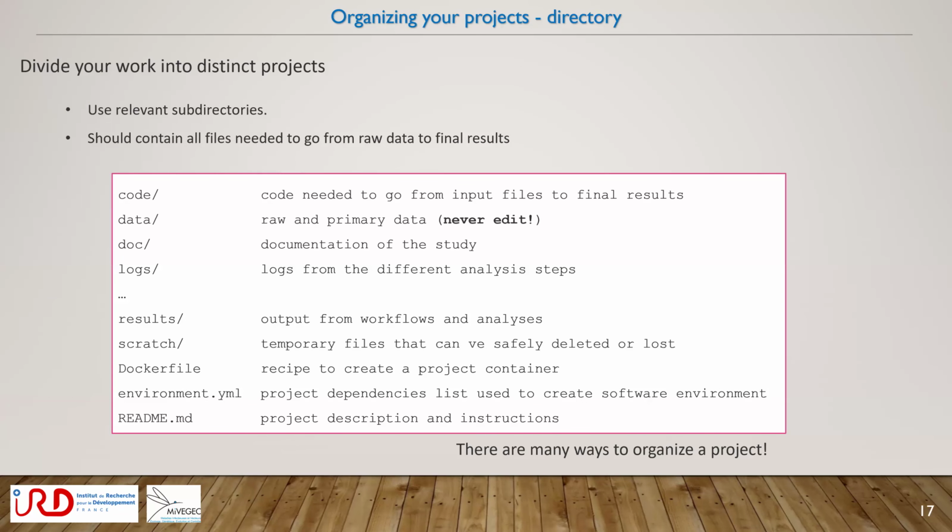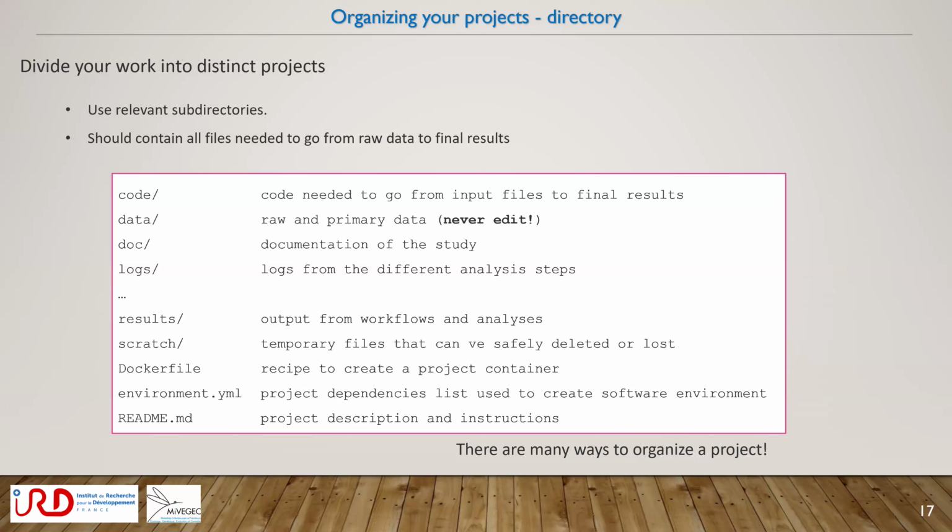So for the directory structure itself, it's good to have distinct project folders, one folder per project, and use relevant subdirectories. This project folder should contain everything, all the files needed to go from the raw data to the final results. So this is an example of a project organization. You could have your own. It just has to be meaningful for you and understandable for others.